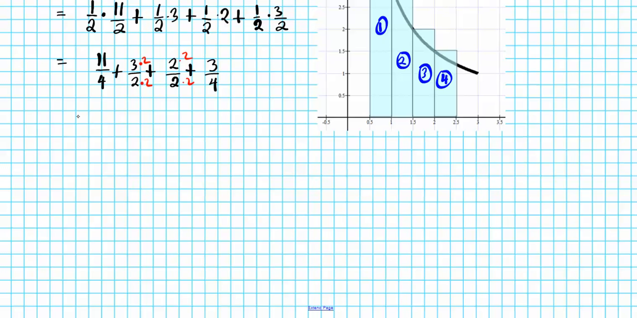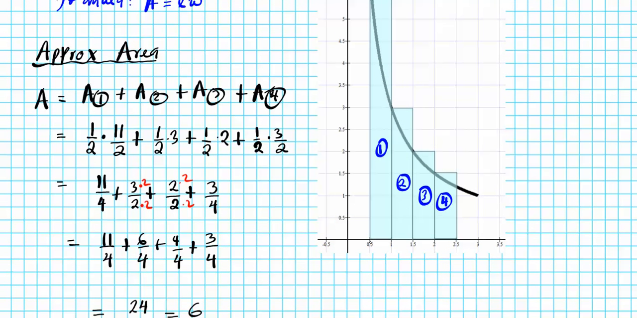Okay, and then we're going to have 11/4 plus 6/4 plus 4/4 plus 3/4. Okay, 6 plus 4 is 10, 11 plus 3 is 14. So 10 plus 14, we have 24/4. And just divide, and our final answer is 6. Okay, so that's the approximate area between this curve, the boundary lines 0.5 and 2.5, and the x-axis.